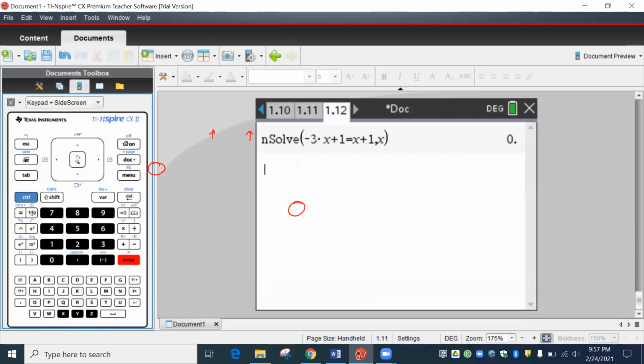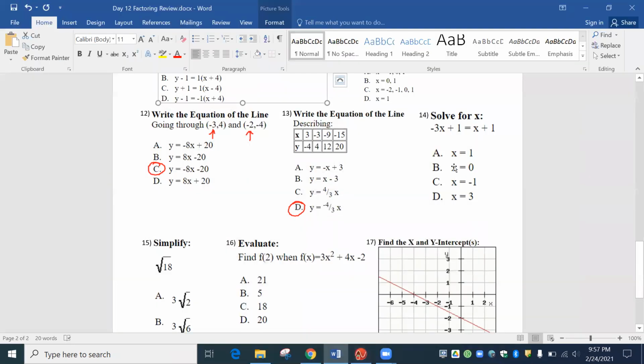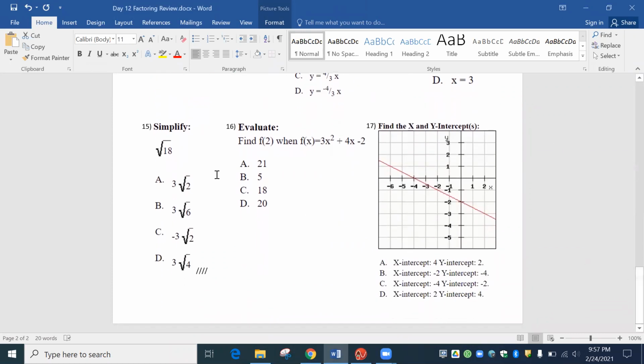We get 0. Is 0 an option? It is. All right. So if 0 is an option, then that's our answer right there. We only got 3 more. All right. So first off, I hope you remember this right here.